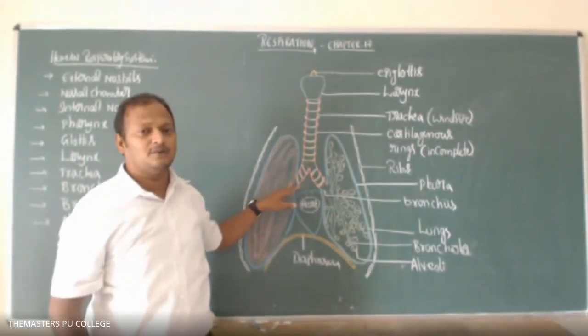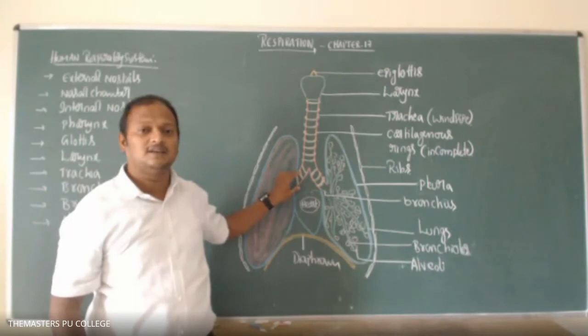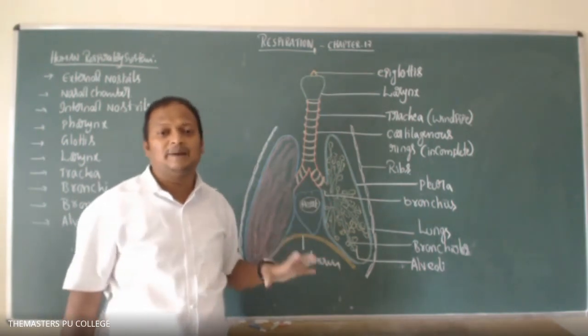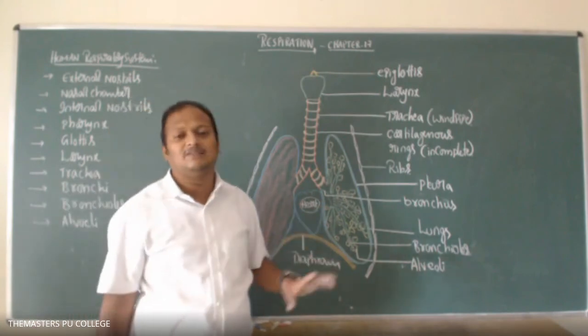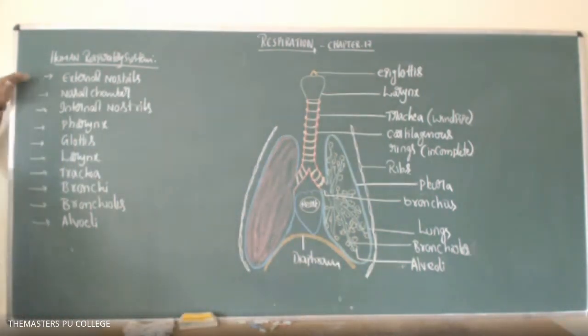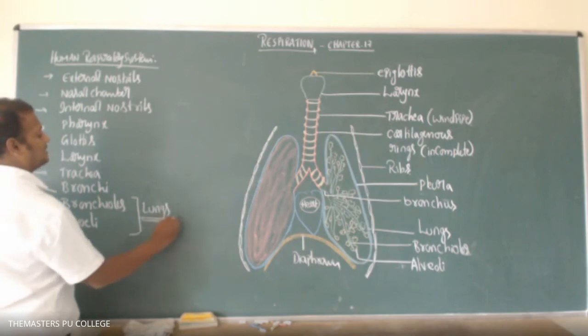Up to the left bronchus and right bronchus only are presented outside of the lungs. And the left and right bronchi enter inside of the lungs and are further divided into branches. So all the branches, the bronchi and bronchioles, along with the alveoli are presented inside of the lungs. Here students, the remaining are presented outside of the lungs only. So what are the parts of a respiratory system, students? Yes. External nostrils, nasal chamber, internal nostrils, next one, pharynx and glottis, larynx, trachea, bronchi, bronchioles, alveoli. Okay, students? So bronchi and alveoli are presented inside the lungs. Until this clear, students? Yes.